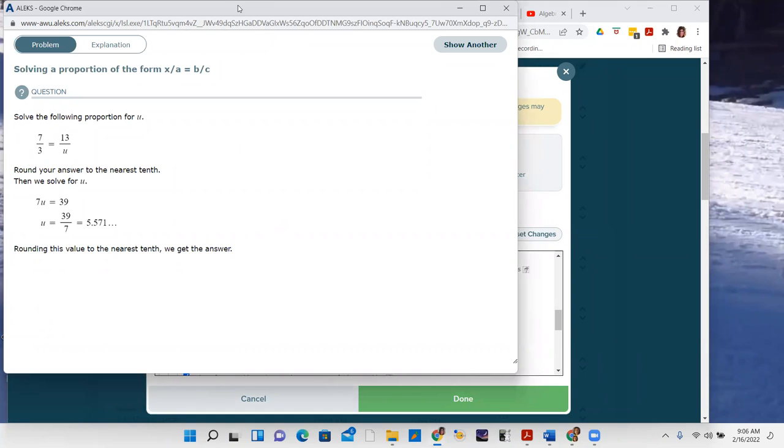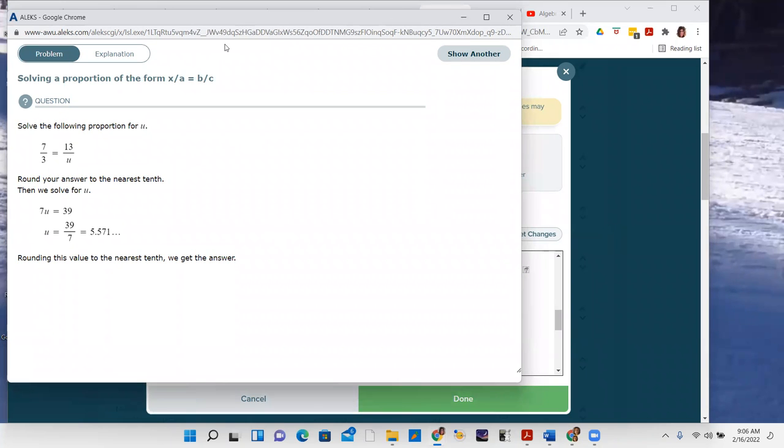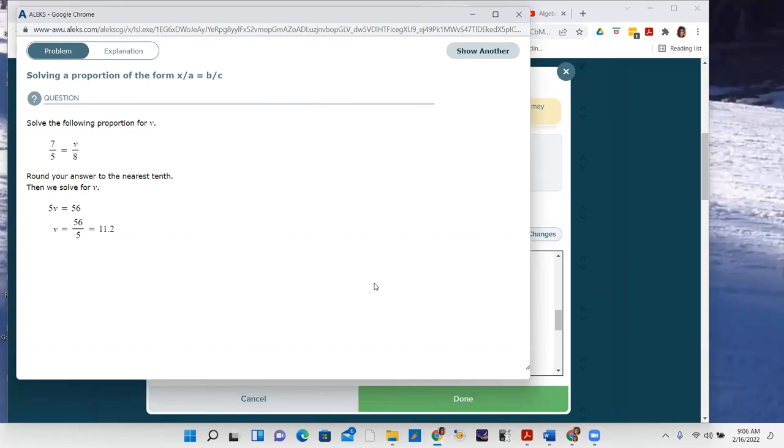Let me just find one here with the variable on the top. I think it's kind of easier to see it this way. The reason why it's okay to do that, because again, I don't recommend just memorizing arbitrary rules. One of the principles or properties we have is the multiplication property of equality, where we can multiply both sides of an equation by the same thing.